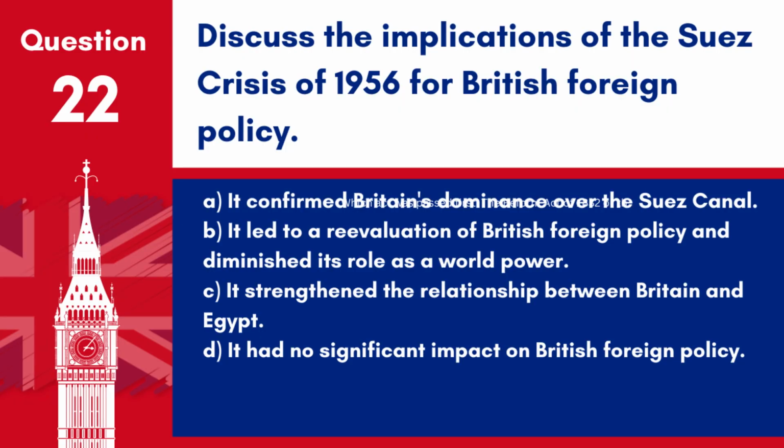Question 22. Discuss the implications of the Suez Crisis of 1956 for British foreign policy. A. It confirmed Britain's dominance over the Suez Canal. B. It led to a revaluation of British foreign policy and diminished its role as a world power. C. It strengthened the relationship between Britain and Egypt. D. It had no significant impact on British foreign policy.